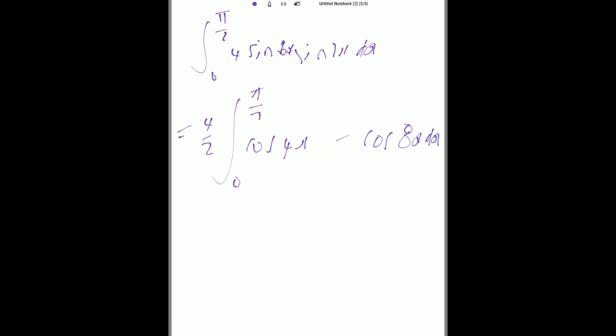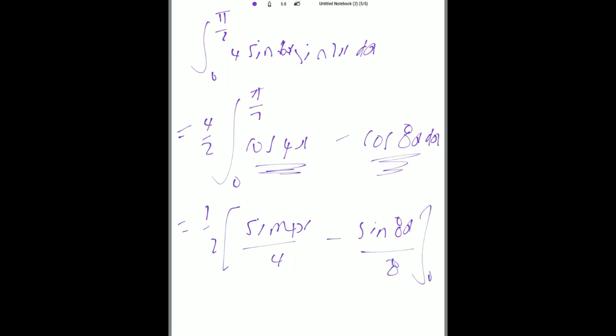Now, that leaves us with 1 over 2 times, if we integrate this, we get what? Sine 4x over 4 minus the integral of that, which should be sine 8x over 8. And we're integrating from 0 to pi over 2. Now, when you substitute these expressions, when you substitute x equals 0 and x equals pi over 2, you will notice for yourself that this is going to sum to 0.